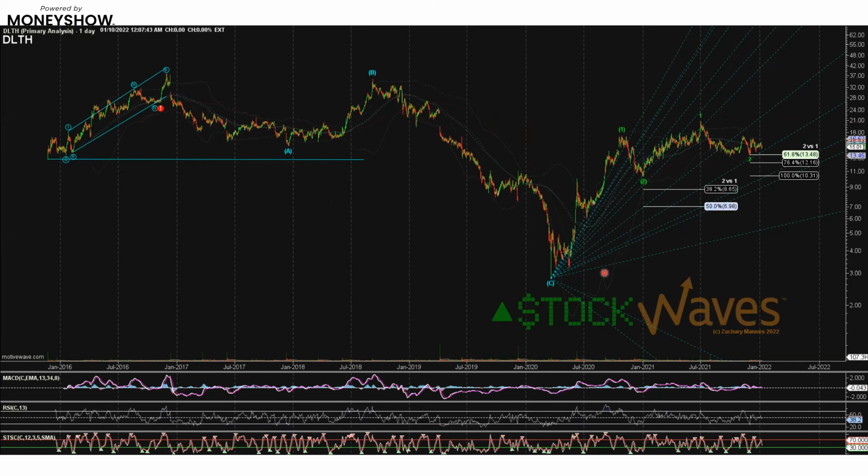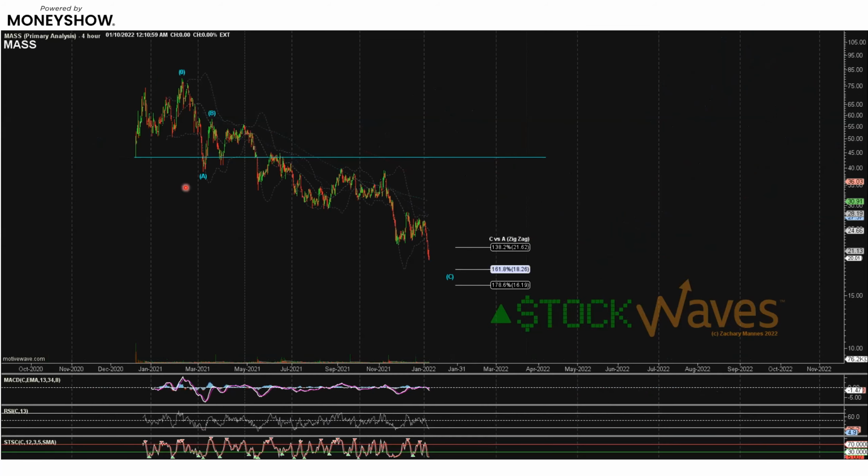Nice setup on Duluth as well for 5 waves up here. This is kind of a shallower than ideal retrace, I should say, for the larger wave 2, but got another 5 waves up off of that and are holding corrective support as a 1-2-1-2 structure. So as long as the 1350 region holds, there's a lot of very nice immediate bullish potential in DLTH.